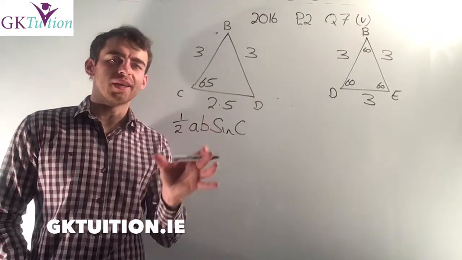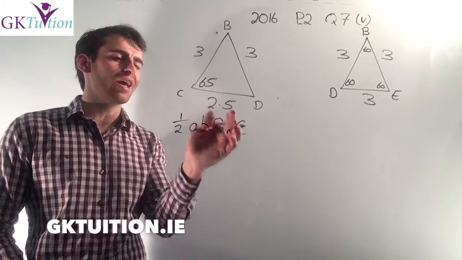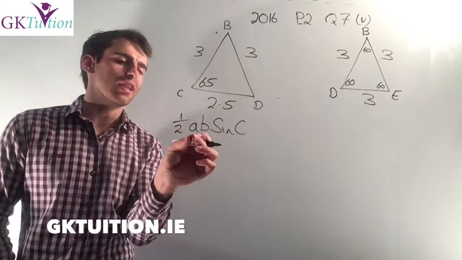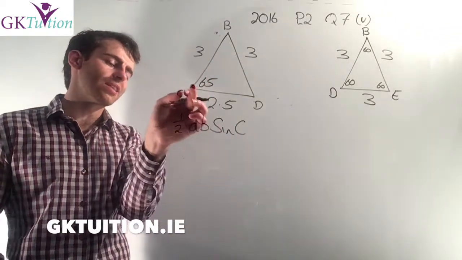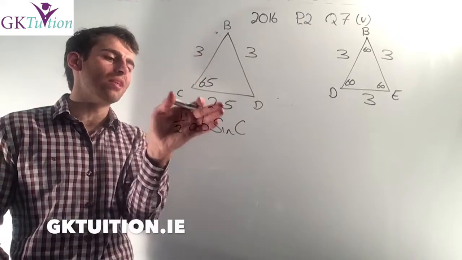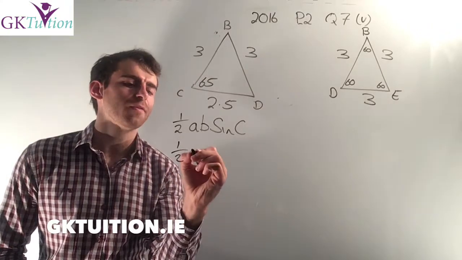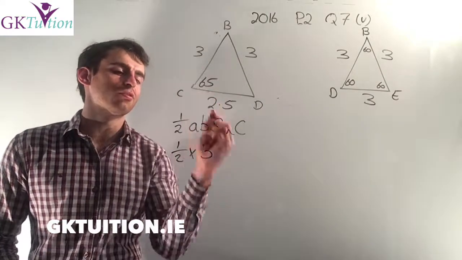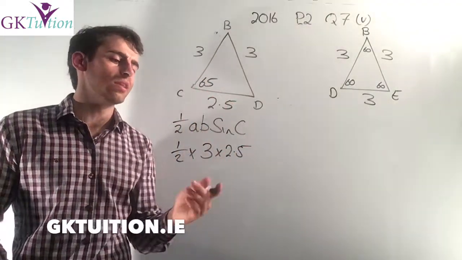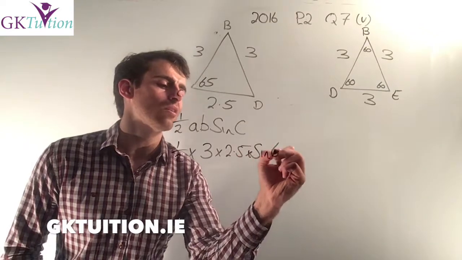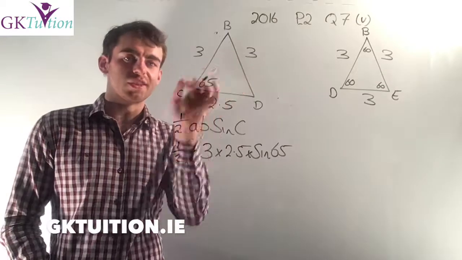Okay, so we're taking this straight from our log tables on page 16. So the key to this question is if you're using the angle C, which is 65, then a and b have to be the 2 sides either side of it. So if I'm taking this as my angle, then my a and my b have to be these 2 sides. So in order to get the area of this triangle, it's going to be a half multiplied by a, which in this case I'll call 3, and b in this case is 2.5. So it's the side BC multiplied by the side CD multiplied by the sine of the angle, which is 65. That will tell me the area of just this triangle.